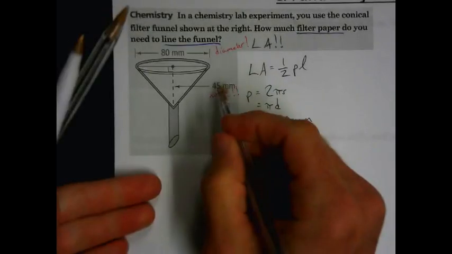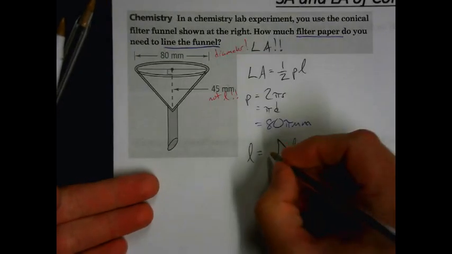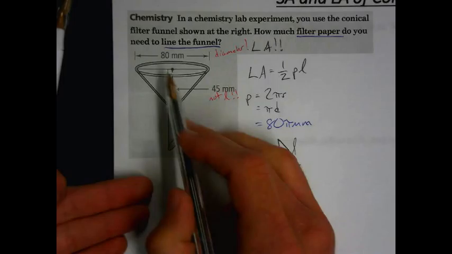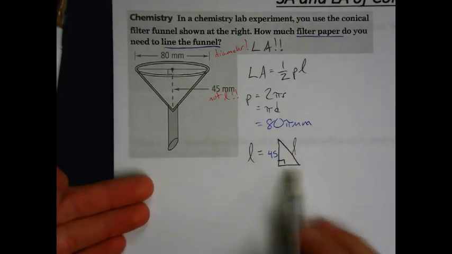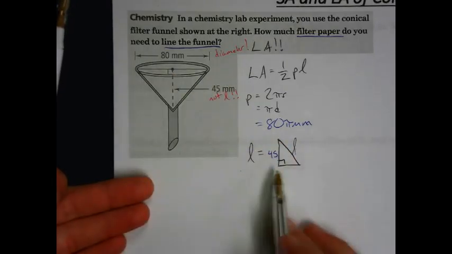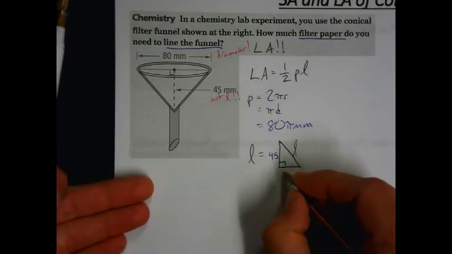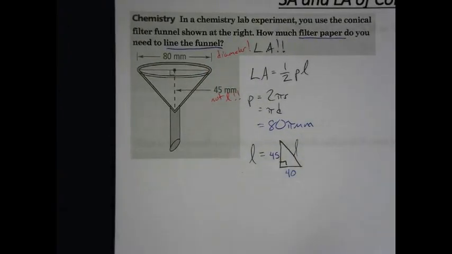Well, we have 45 millimeters from the vertex down to the right angle. So this is our 45 millimeters. And the other leg, well, that's going to be interesting. The other leg is 1/2 of 80. So this is our half side. 1/2 of 80 is 40. So we can now find our slant height.